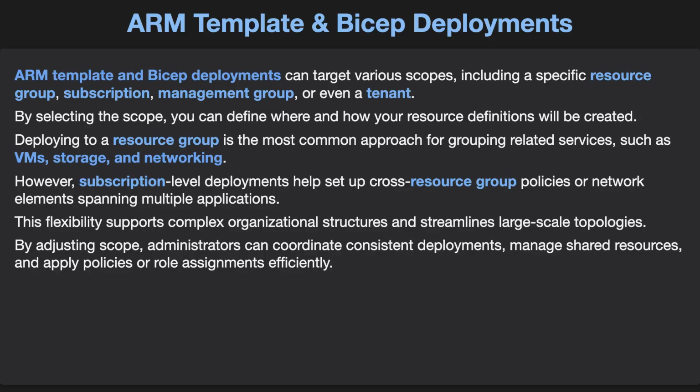Deploying to a resource group is the most common approach for grouping related services, such as VMs, storage, and networking. However, subscription-level deployments help set up cross-resource group policies or network elements spanning multiple applications. This flexibility supports complex organizational structures and streamlines large-scale topologies. By adjusting scope, administrators can coordinate consistent deployments, manage shared resources, and apply policies or role assignments efficiently.